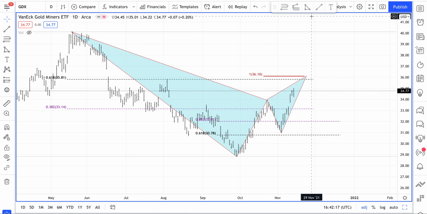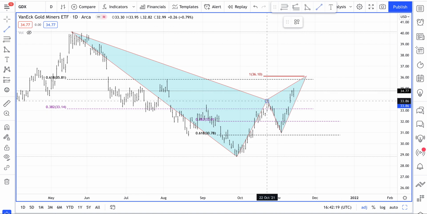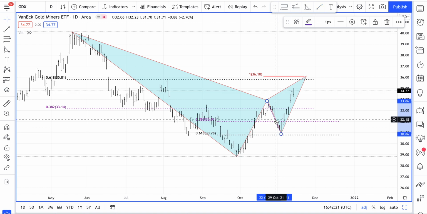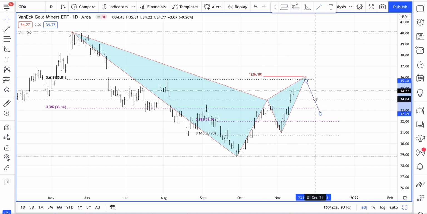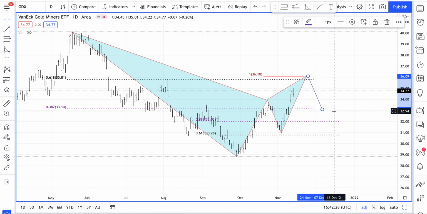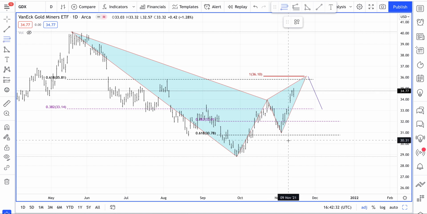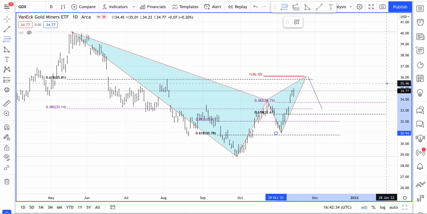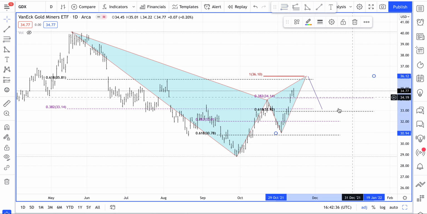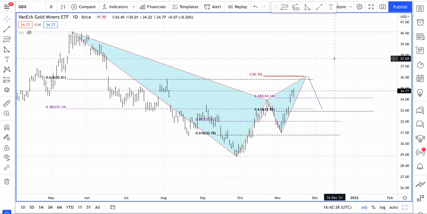If it were to pull back, the kind of correction we should be looking at is similar to what was there before. So around this level perhaps could be a possible place where it can retrace back to. And if we were to take a look at the Fibonacci retracement, so around the 61.8% retracement.